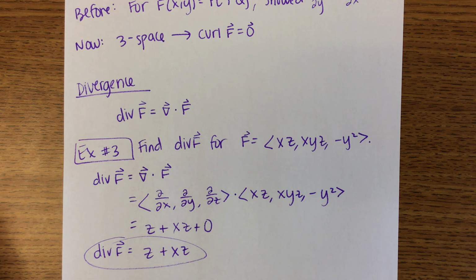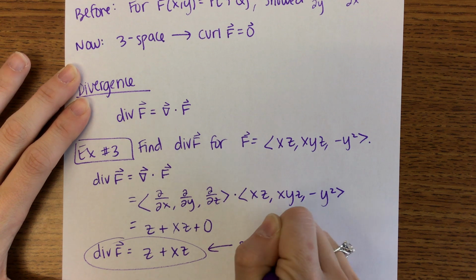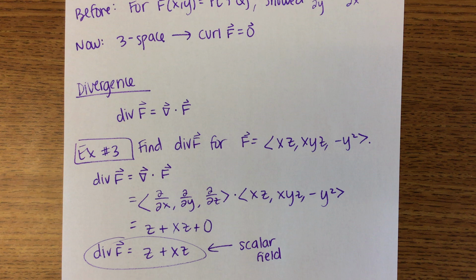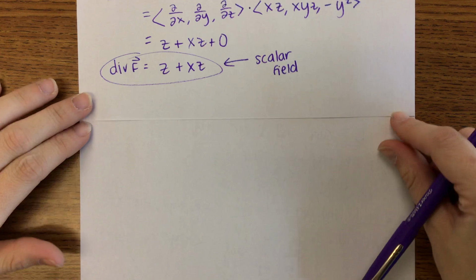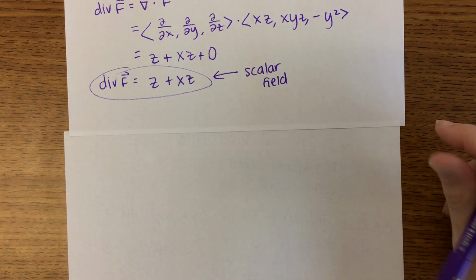Okay, one thing I want us to know is we've already noticed when you take the curl of f, your answer is a vector field. This is called a scalar field. So that's important to know. When you take divergence, you're always going to get a scalar field. When you do curl, you're going to get a vector field. Any questions on divergence before we talk about two other things?